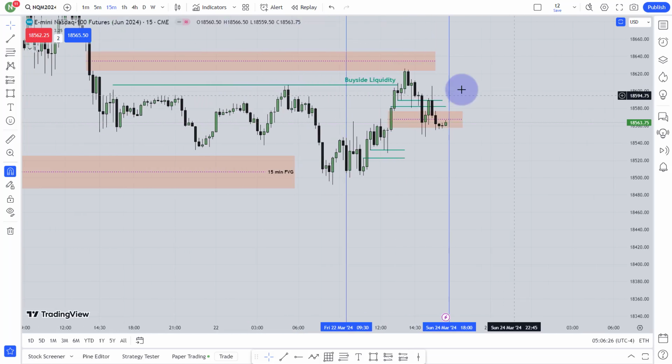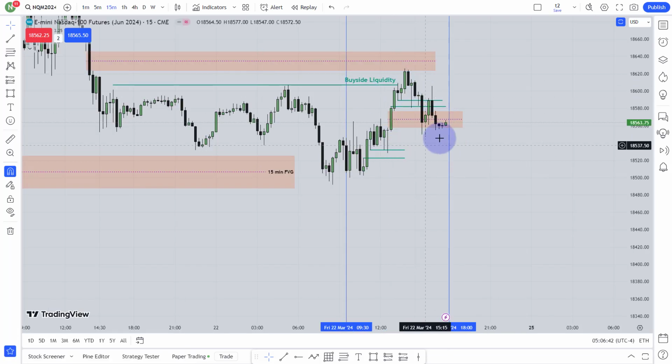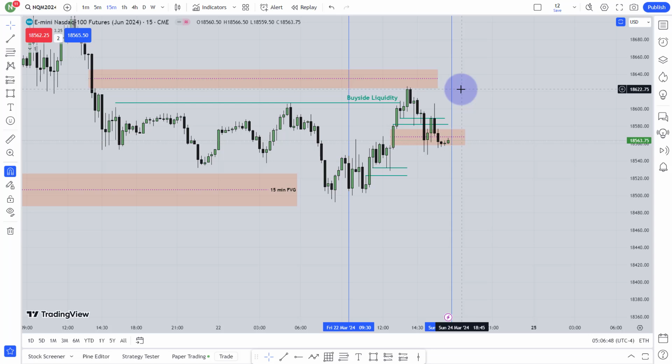Now from the 15 minute chart, you can see how beautifully the market went lower. So what is this guy telling us? Is he mad? Let's see. So I got another 0.2, right? Remember the 0.2, go to your hourly chart or 15 minute chart for liquidity and fair value gap. So over here, I came to my 15 minute chart and I found the fair value gap. Where is my liquidity? Now here, this is my liquidity.